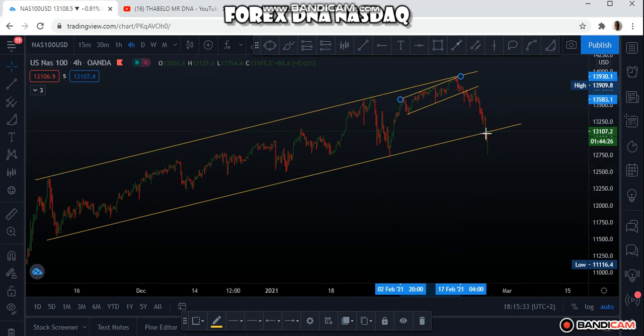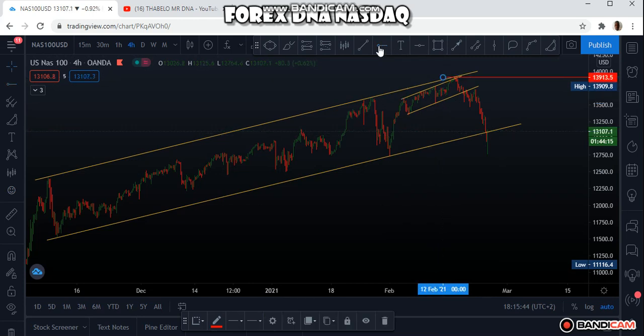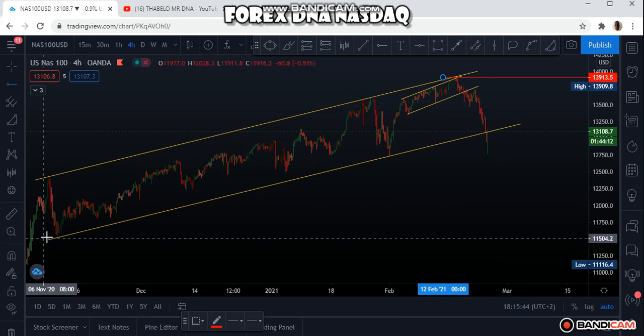So again, if it failed to go up, if it goes up again, it will form a double top like this. If it went up, it will form a double top. If it went down, guys, it will go down until here, until this point.